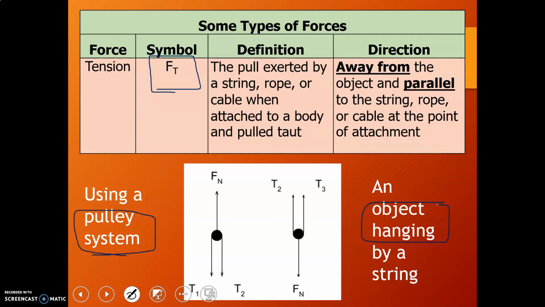So for this first one on the left, we have two tension forces. So something is hanging downward, like with a pulley system being used. We won't be seeing a ton of these examples in physics. Mostly we're going to be looking at examples such as the one on the right.